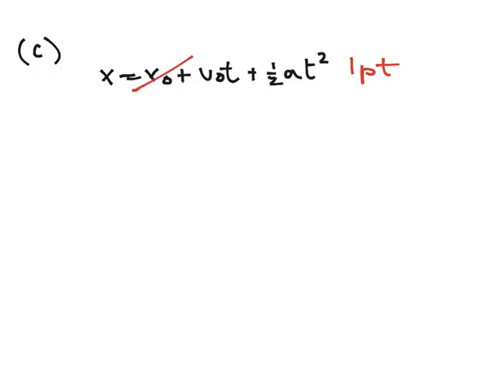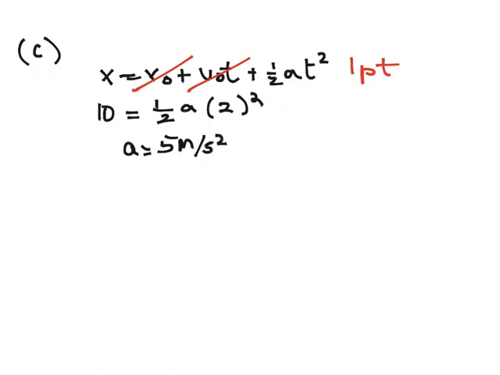And in the correct solving, x naught and v naught go away. We have 10 meters, because that's how far you are after 2 seconds, is 1/2 times a times 2 squared. You can solve for a and you get 5 meters per second squared. So you get a second point for correctly solving. In part D, or sorry, that was not part D, that was C.